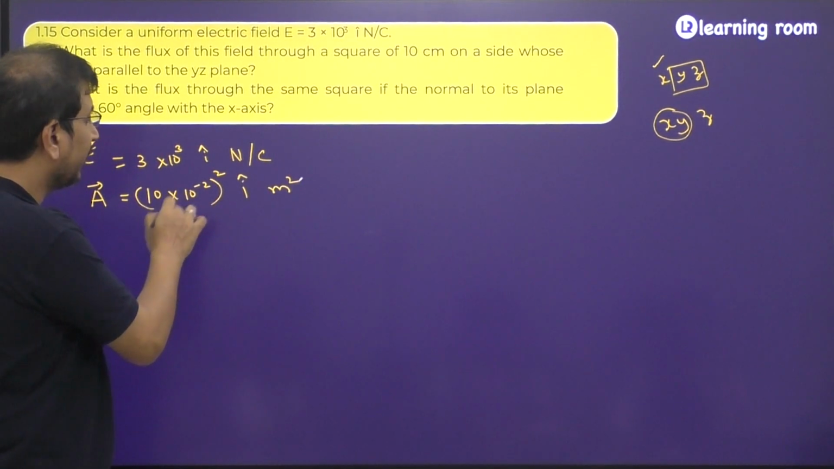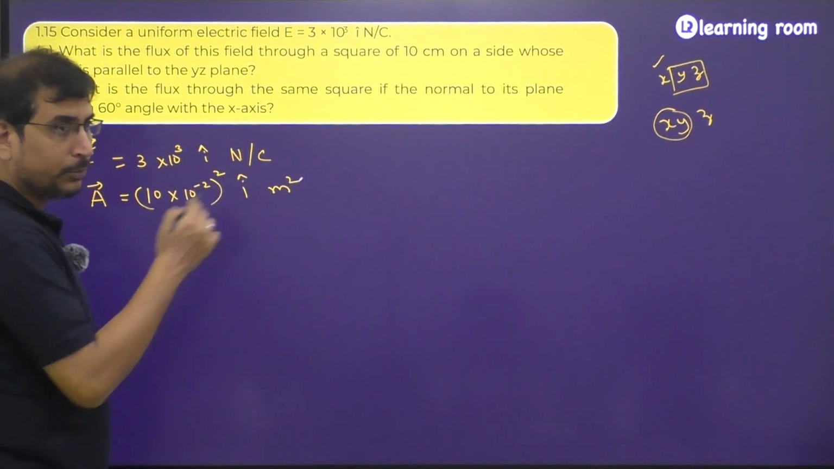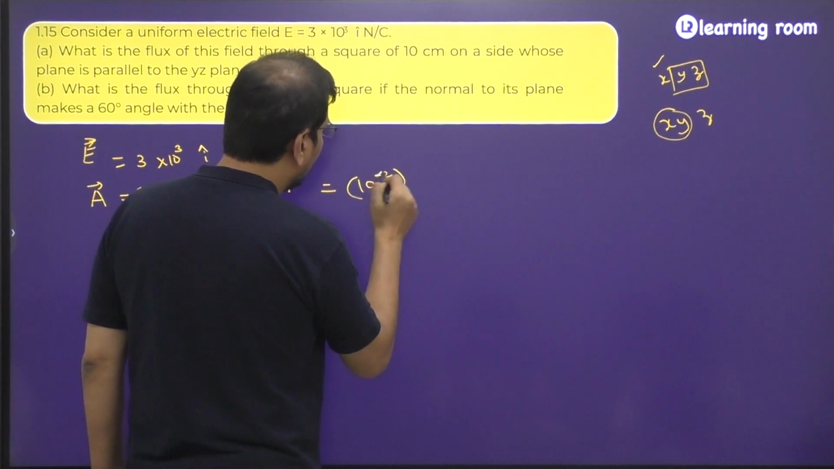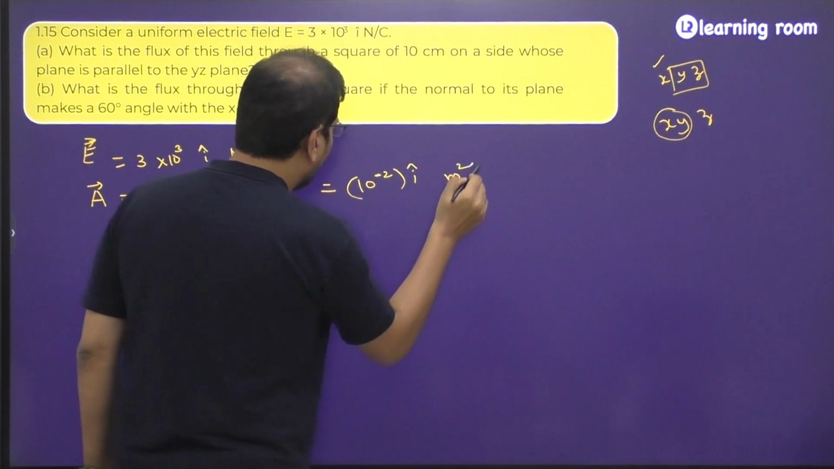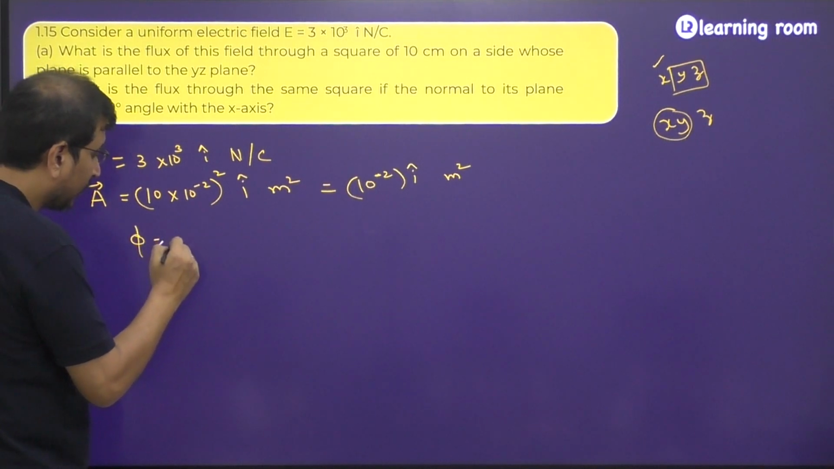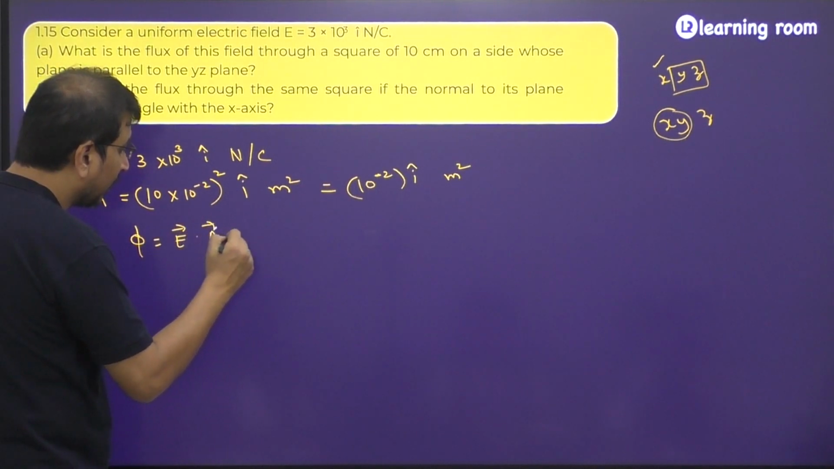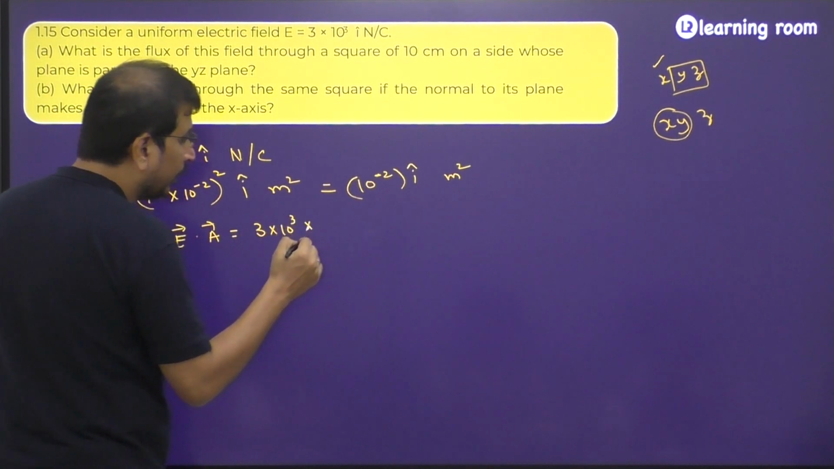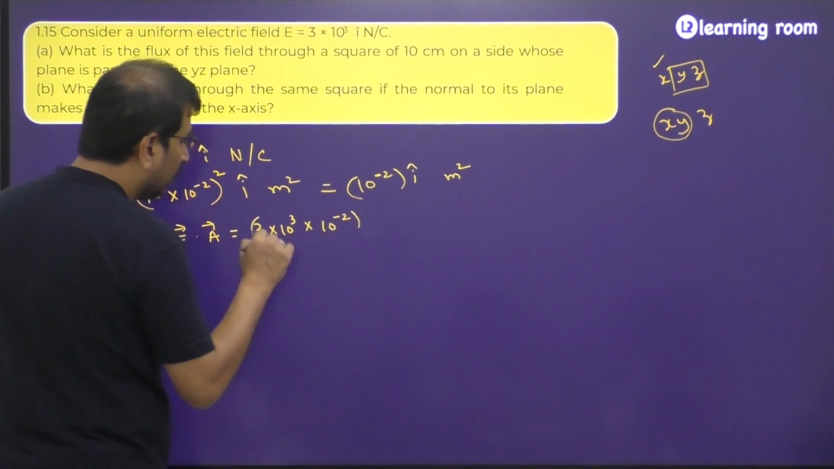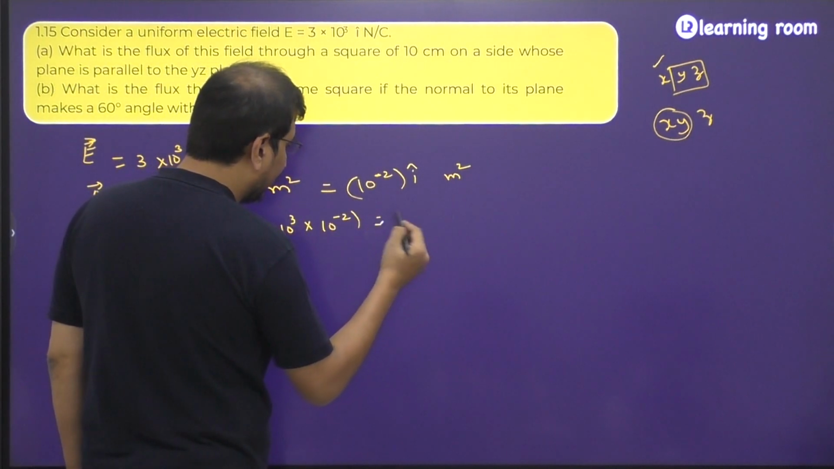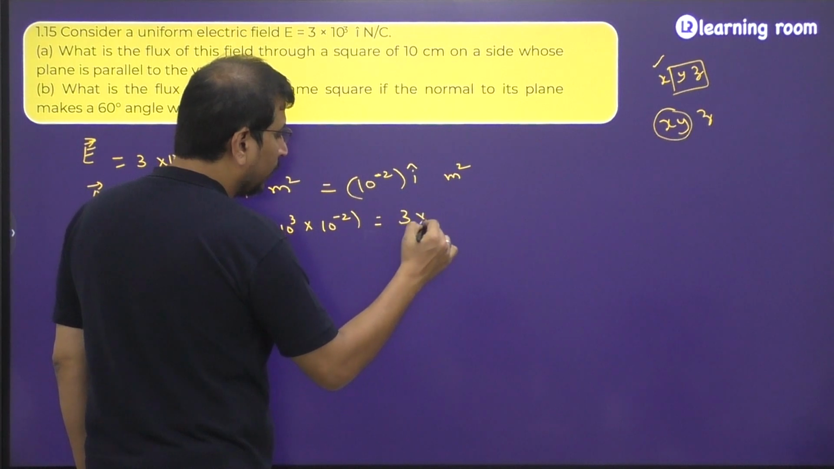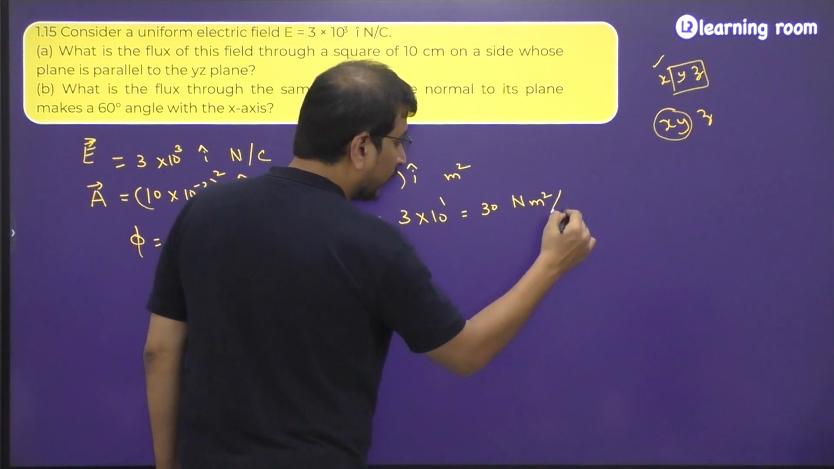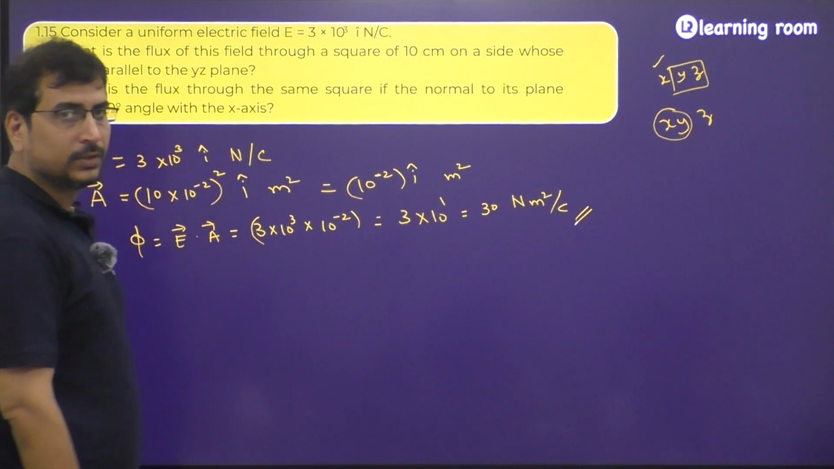So what is going to be the answer? 10 into 10 power minus 2 is 10 power minus 1. 10 power minus 1 the whole square is going to be 10 power minus 2 times I cap meter square. So what is going to be the flux? It is going to be E vector dot A vector. So 3 into 10 power 3 into 10 power minus 2 I cap dot I cap, which gives 1. Answer will be 3 into 10 power 1, which is 30 Newton meter square per Coulomb. Am I clear with this?